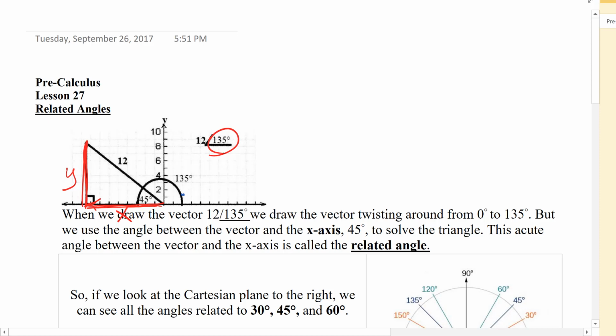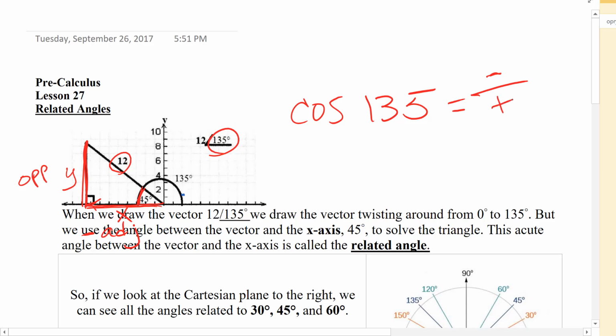All right, so that means that when you're working with the related angle, 45 degrees, y is your opposite side, x is your adjacent side, and your hypotenuse is always positive. It's 12. In that triangle, your adjacent side is negative. It's got a negative direction. So when you take the cosine of 135, you're talking about adjacent, which is a negative number, over hypotenuse, which is a positive number. And so you're getting a negative value.